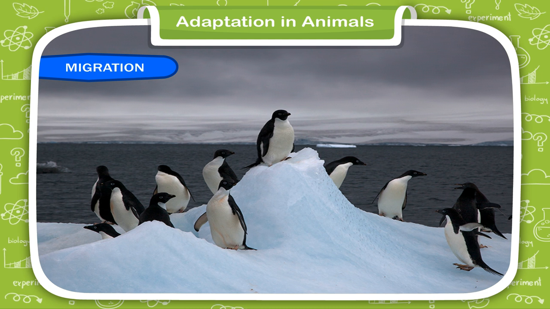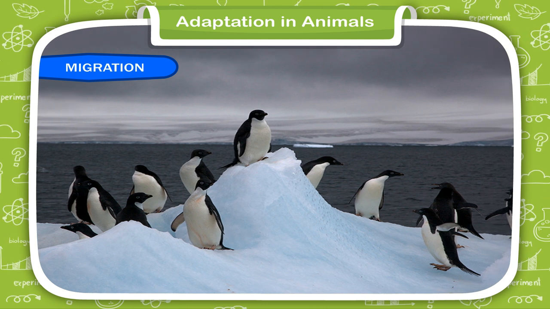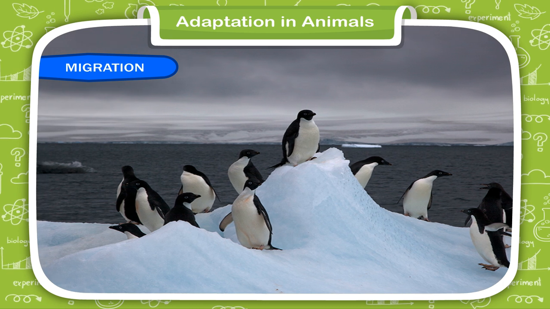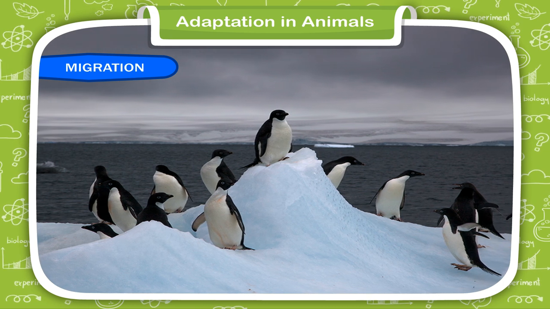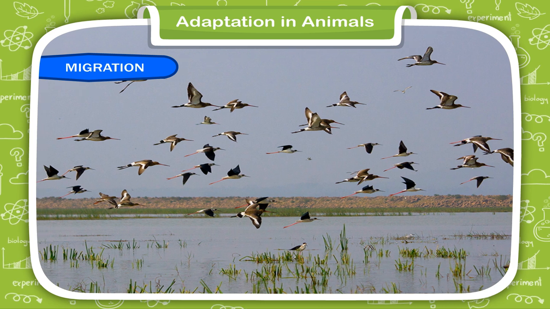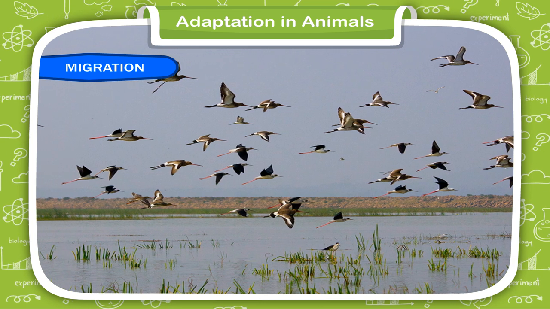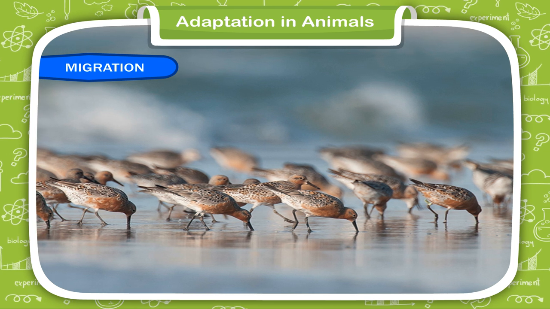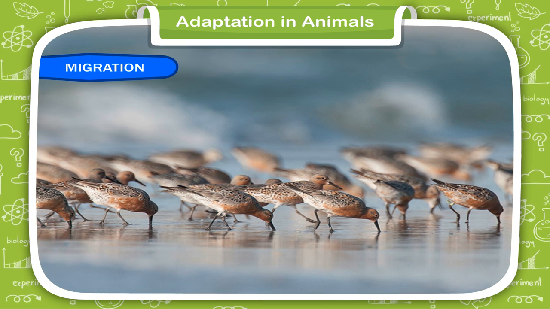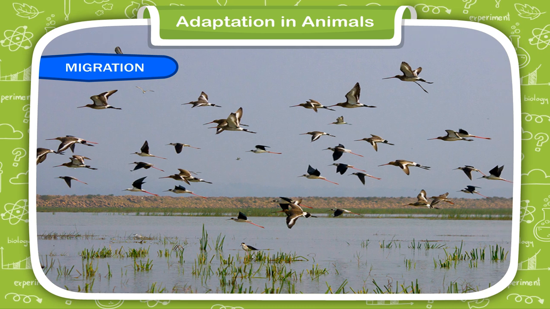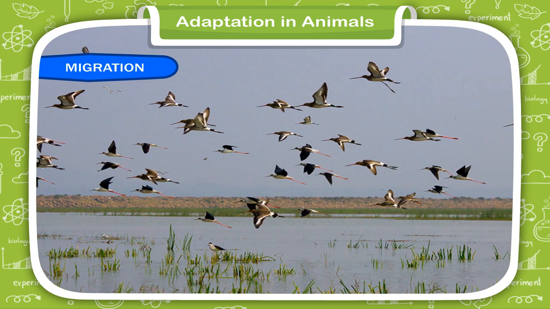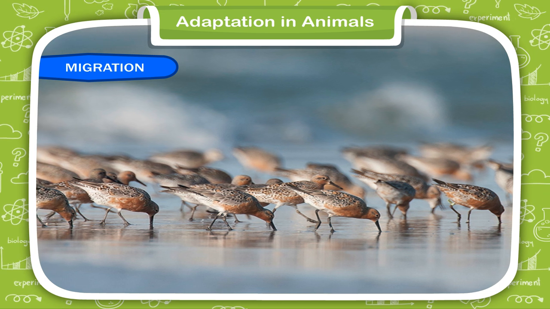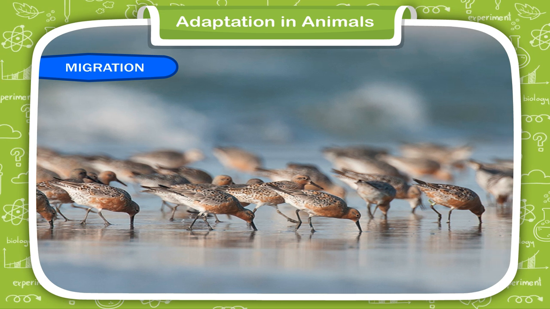Migration. Some birds live in very cold places. They are unable to survive in these places when it is extremely cold. So, they fly to warm places to reproduce and to get food easily. Many such birds come to India also. These birds go back to their subpolar homes when winter is over. They do this every year, and these regular trips are known as migration.